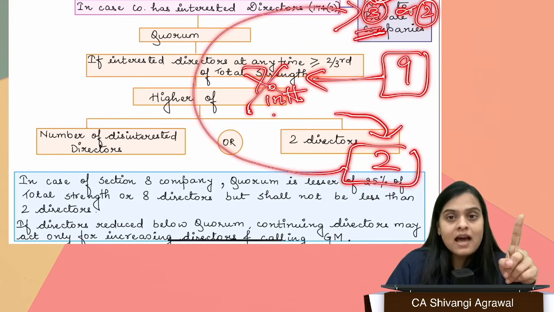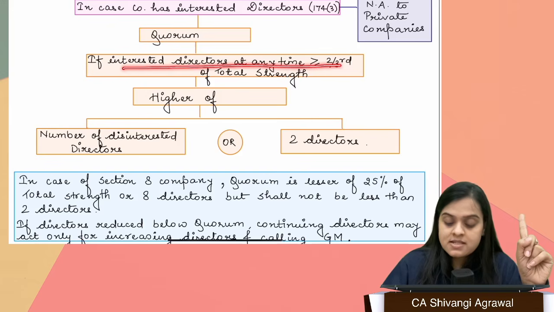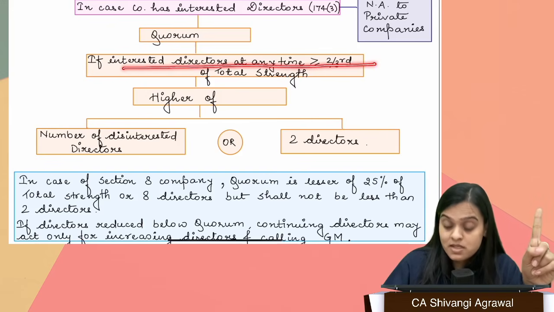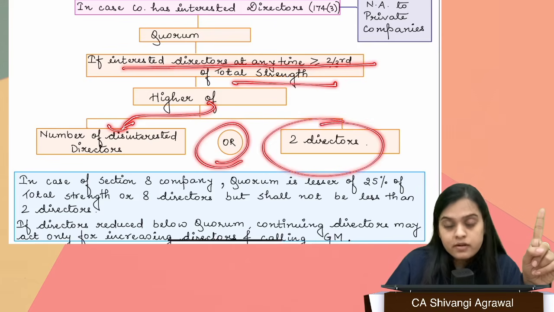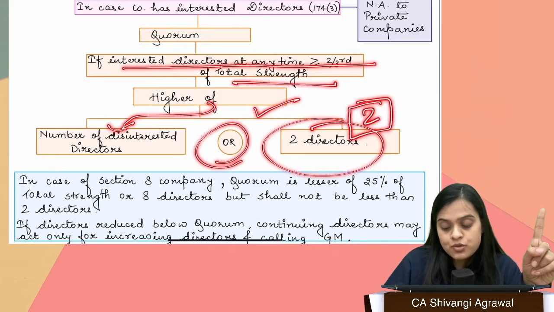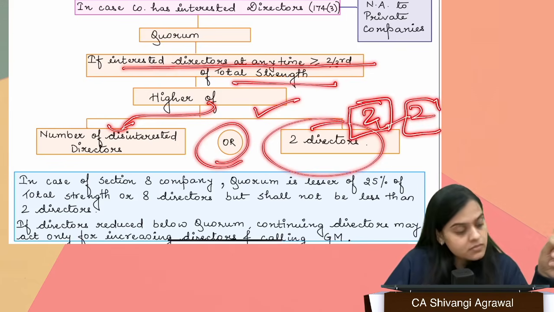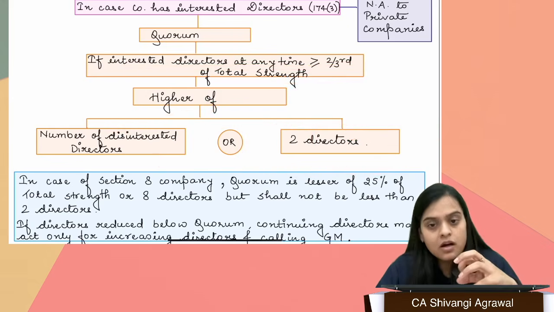How can this happen? So if this is a situation, that is whenever interested directors at any time exceed or are equal to 2/3 of the total strength, then quorum shall be the number of disinterested directors or 2, whichever is higher. So here we have disinterested also 2 and 2. So if minimum 2 directors also attend, that is going to constitute the quorum.